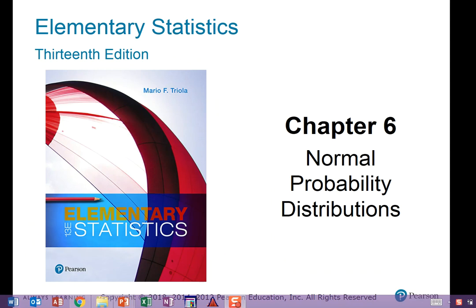Welcome back to Statistical Reasoning. We are starting Chapter 6, which deals with normal probability distribution versus the discrete that we did in the last chapter.